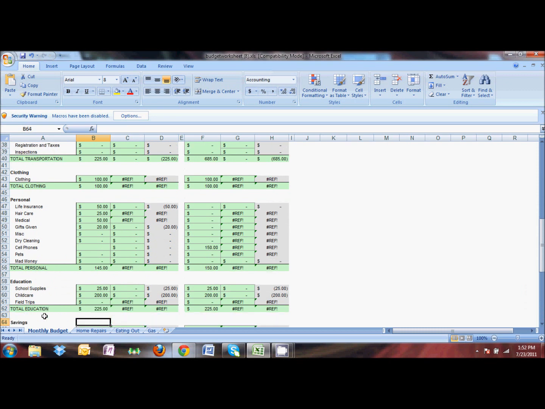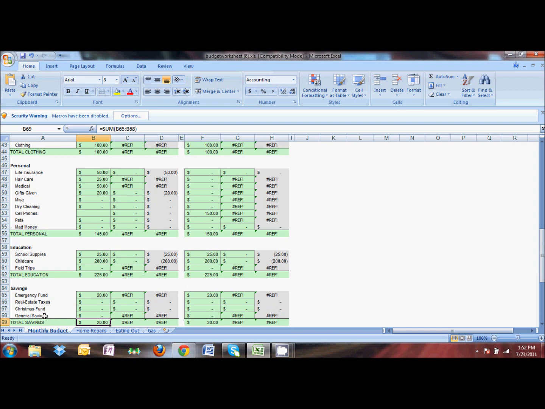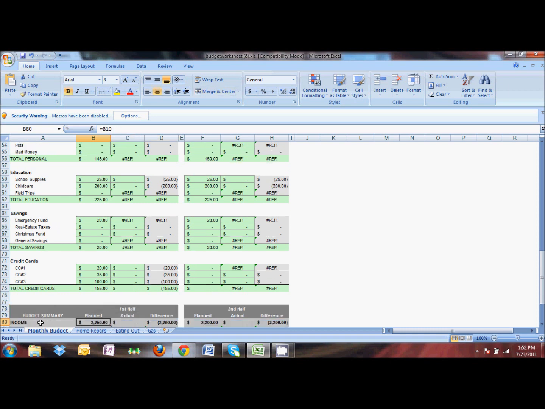Here are some more categories: school supplies, child care, field trips, emergency fund. You'll notice we don't have a Christmas fund set up. We don't have a real estate taxes fund set up or general savings. Right now we can't afford it, so we put it all in our emergency fund, and that's where we're saving. And then the credit cards, we're showing a hypothetical 3 different credit cards. We're paying them all at the beginning of the month, just because that's where their due dates fall. You can talk with the credit card companies and get those due dates moved around if you need to. They're generally good to work with you on that.